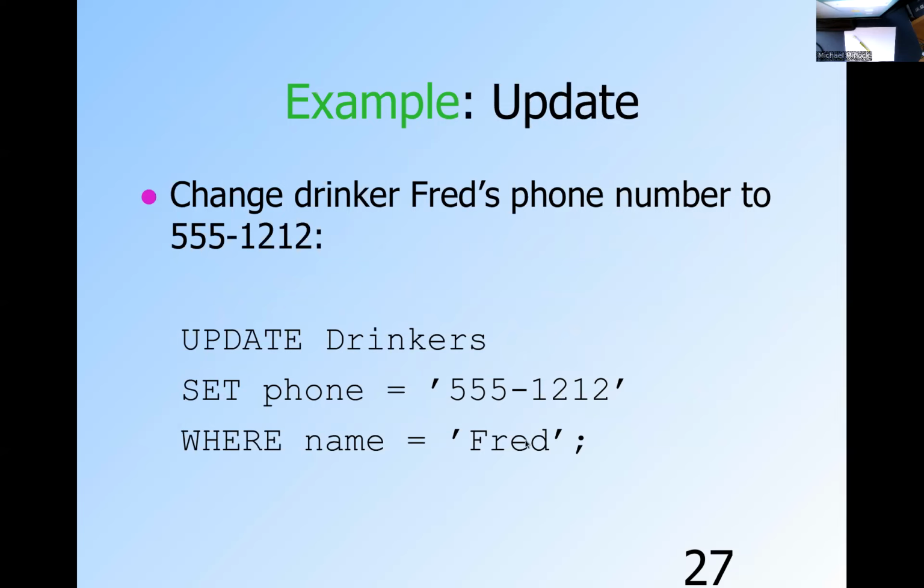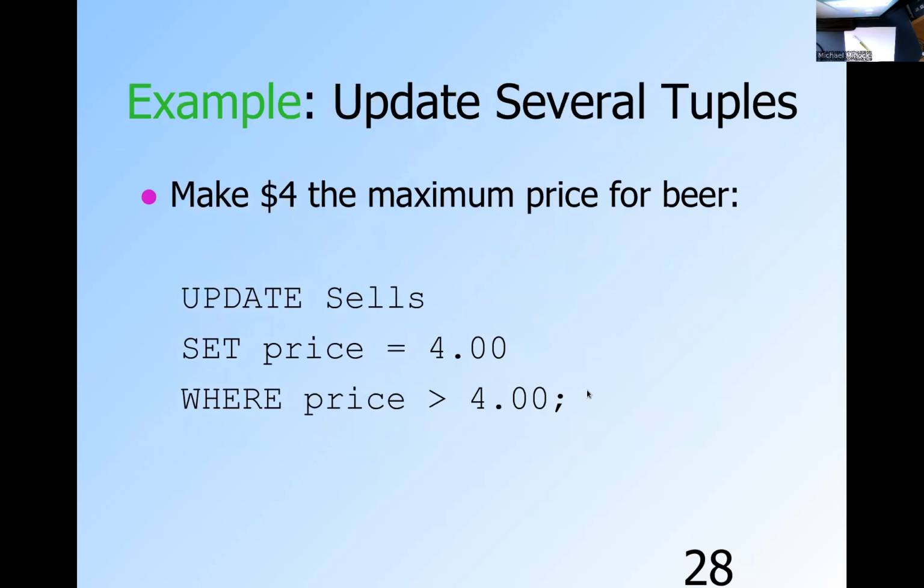Now, if there's a lot of Freds in that database, it's going to be applied to every single one of them. All right. So you've got to be a little careful with that. For instance, if you didn't have a where clause, this would then set everybody's number to that number. All right. So here's an example right here.